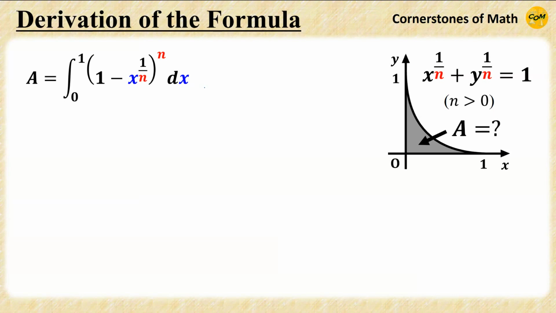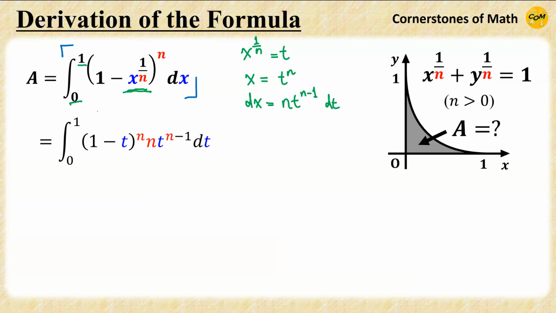So now that I've introduced the general formula, I will show you how this formula is derived. First, we obviously have this integral, but this x to the power of 1 over n can be quite the hassle, so let's use substitution to change that. We let x to the power of 1 over n be t. Then x equals t to the power of n, and dx equals n times t to the power of n minus 1 dt. And the interval of the integral does not change, so we have the integral of (1 minus t)^n times t^(n minus 1) dt.